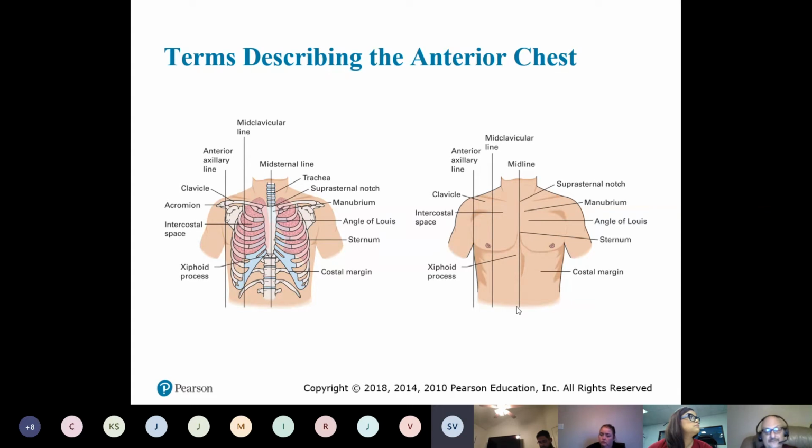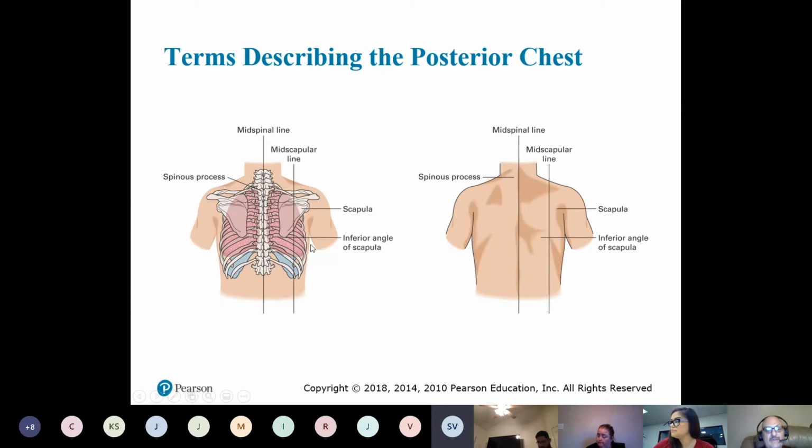These pictures are in your book. So there's your scapula in the back.